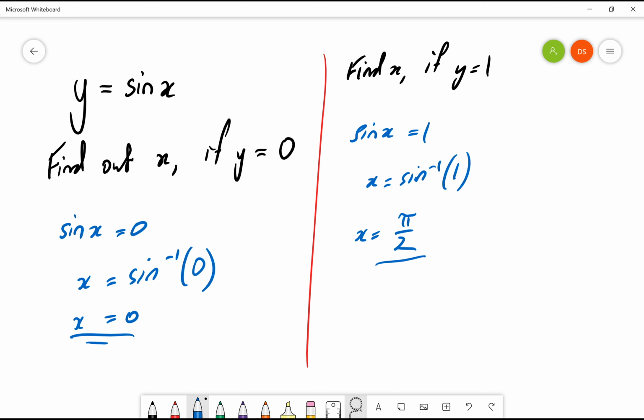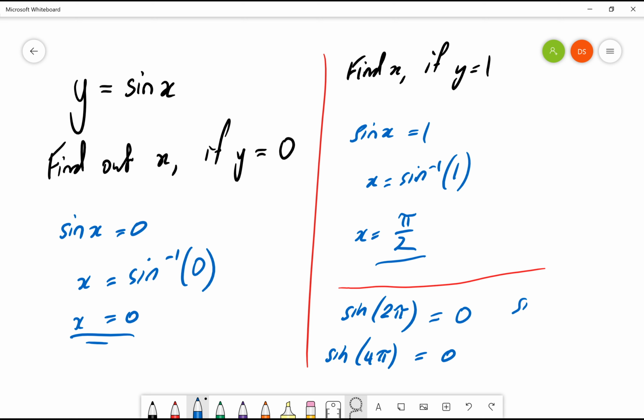Because if I said, let's find out what sine of 2 pi was on my calculator, it will give me 0. And if I tried sine of 4 pi on my calculator, it will also give me 0. And just like before, if I did sine of 0, it also gives me 0.